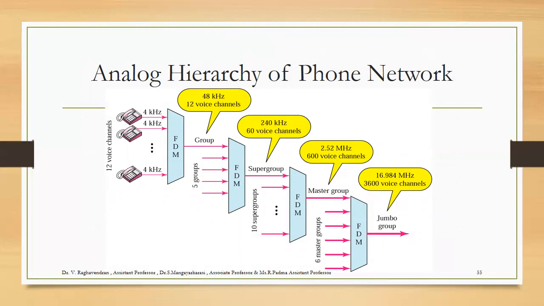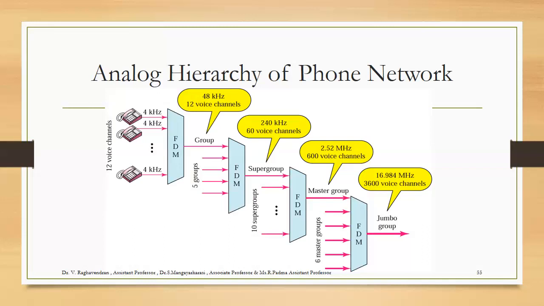After that, 5 groups are combined and produce an output. It is called a super group. The super group is considered to be 240 kilohertz and 60 voice channels. Here 10 super groups are combined to produce one master group. One master group consists of 600 voice channels.